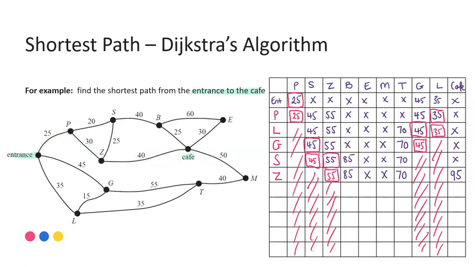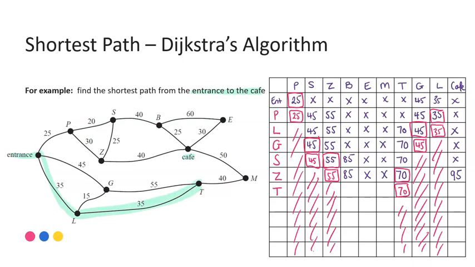Okay, so now we have a connection to the cafe, but we can't jump straight to the end. We have to keep following our process through. And so our next smallest path is 70 to T. So T becomes our focal point. We've already travelled 70 to get to T, down through L. And now looking at connections from T.